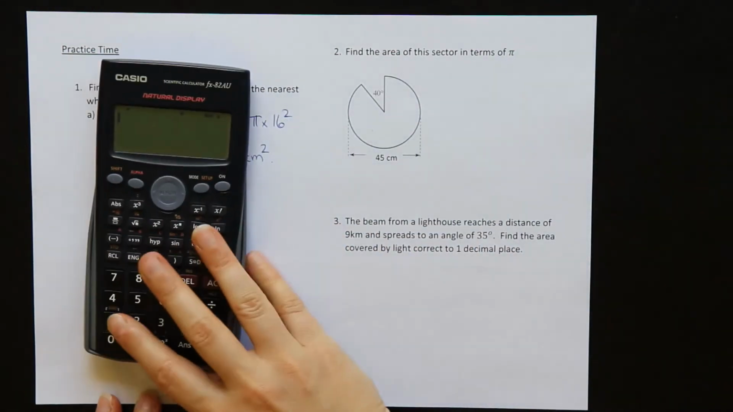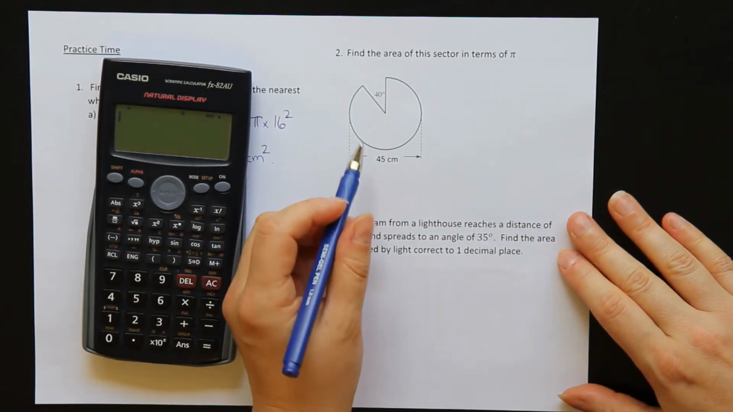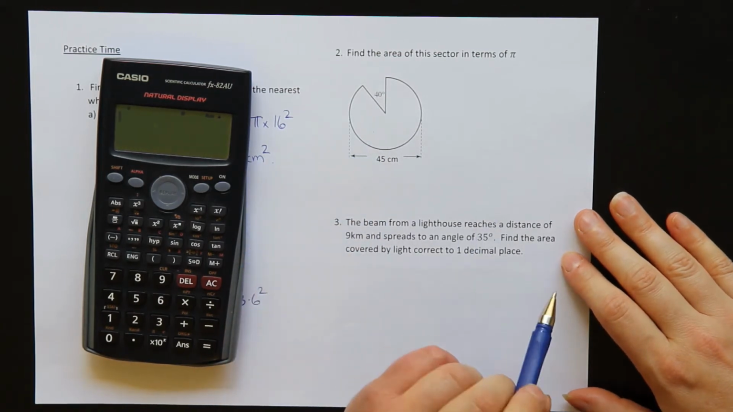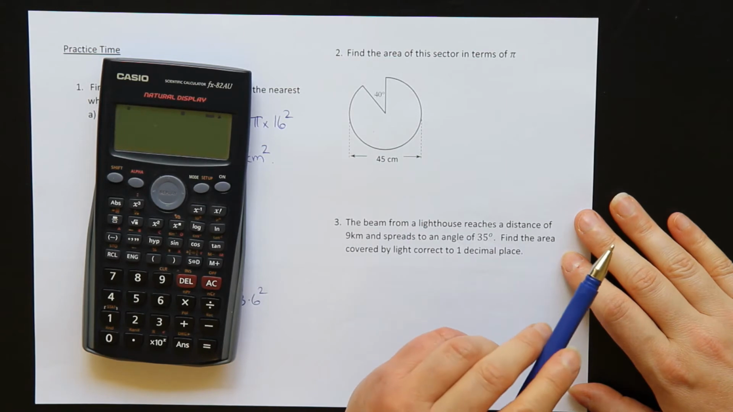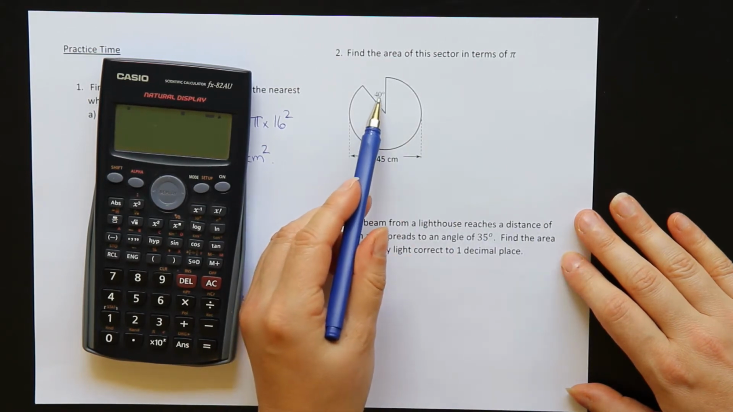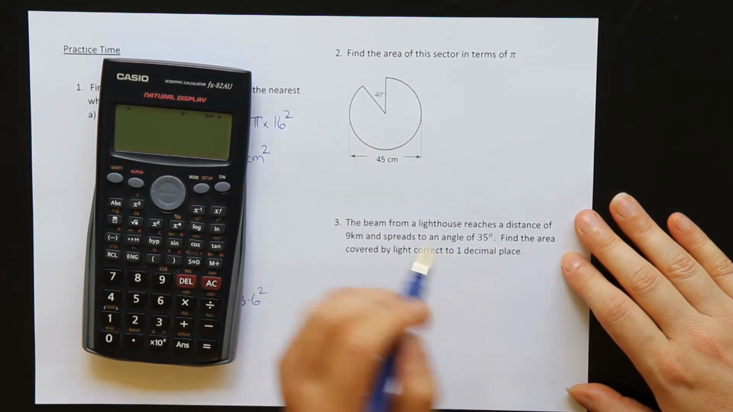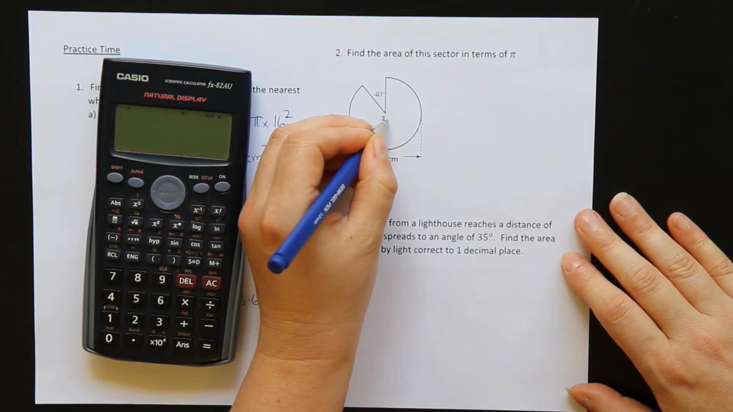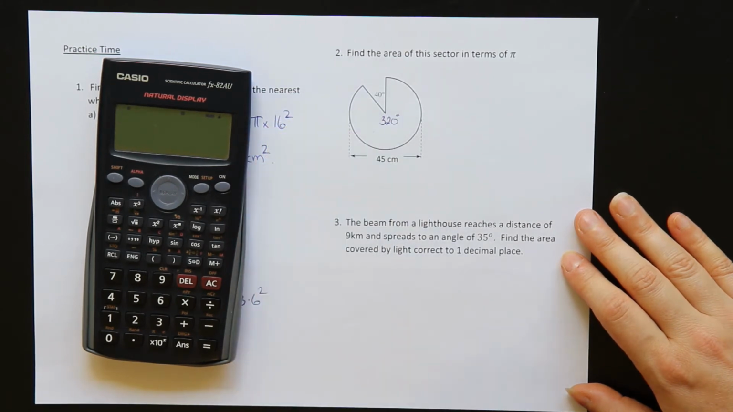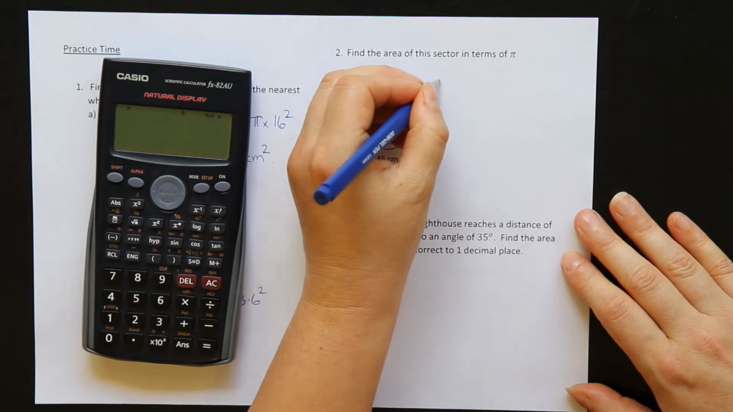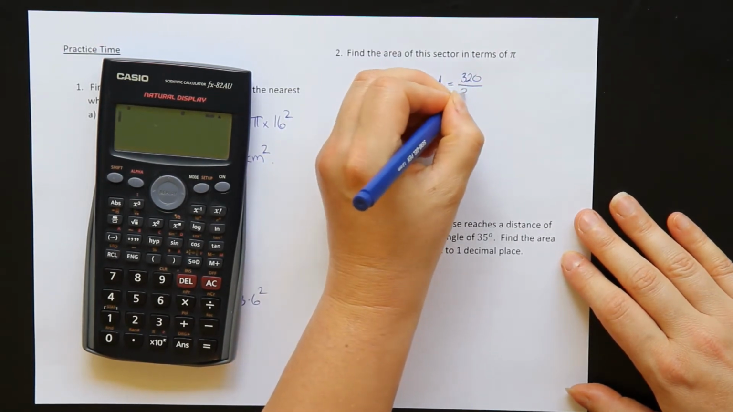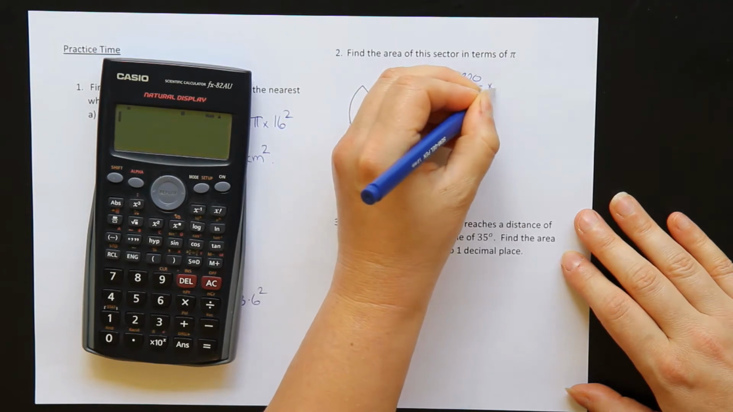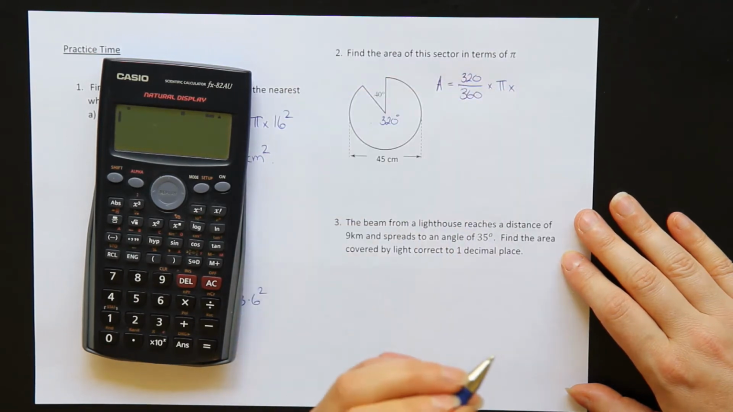For question 2, find the area of this sector in terms of pi. So the 40 degrees is cut out of my sector, so I have to take away 40 degrees from 360 degrees, which would tell me that this is 320 degrees in here. So the area is 320 over 360 times by pi times by radius.